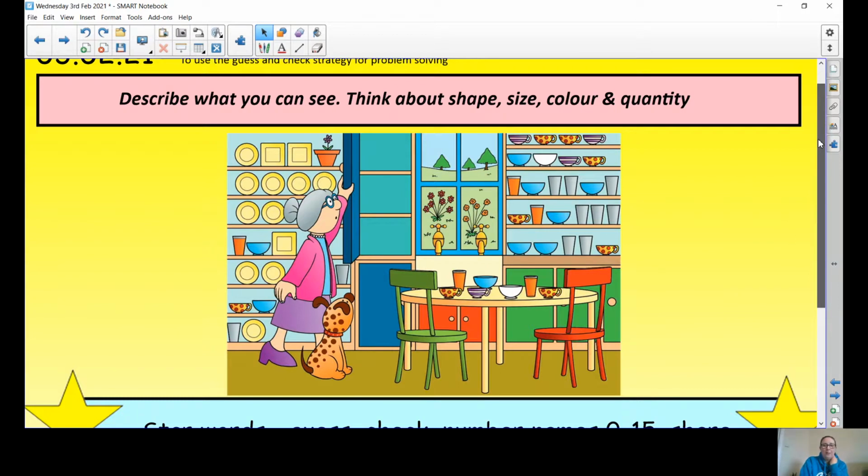Now, can you find me something else? Can you tell me what you can see? Are they the same colour? Are they the same size? What shape are they and how many?